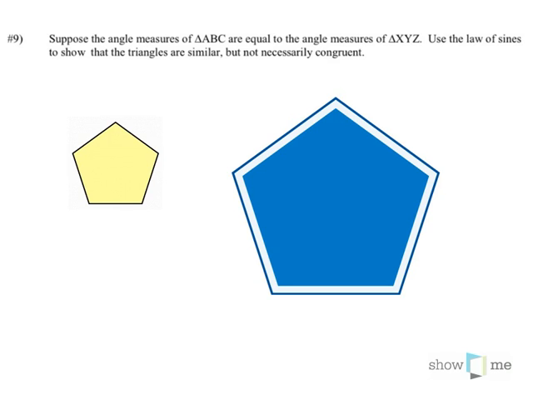Suppose the angle measures of triangle ABC are equal to the angle measures of triangle XYZ. Use the law of sines to show that the triangles are similar but not necessarily congruent. Let's first talk about similar. That's why I have these pictures up here.